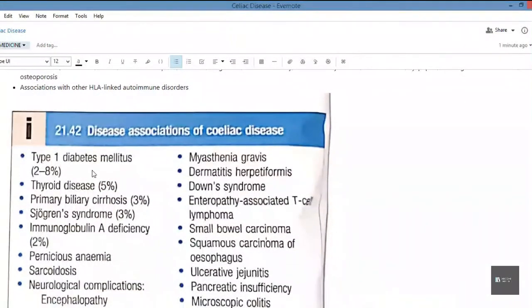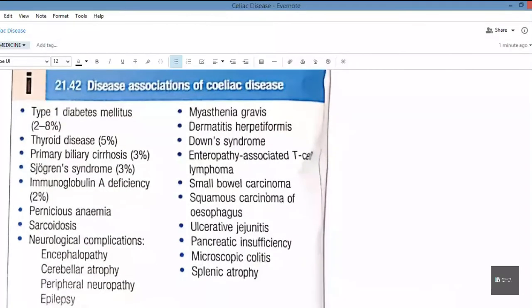It may be associated with other HLA-linked autoimmune disorders. The 2 or 3 that I really want you to remember are type 1 diabetes mellitus, thyroid disease, and also dermatitis herpetiformis. So these are some of the disorders that it can be associated with.